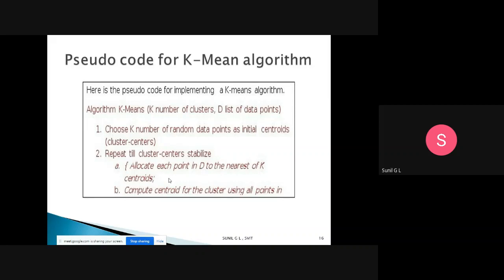Then after that, you need to compute the centroid for the clustering using all the data points in it. Suppose you assign data points to cluster one, then calculate the new center. Like that, you need to repeat until the clusters are stabilized. That's all. So you need to repeat this.